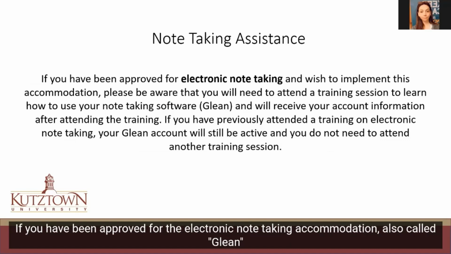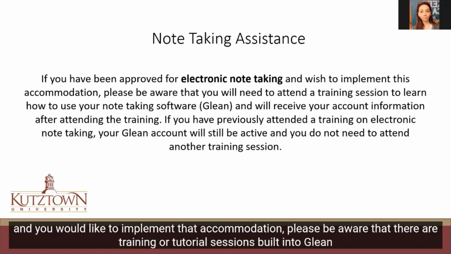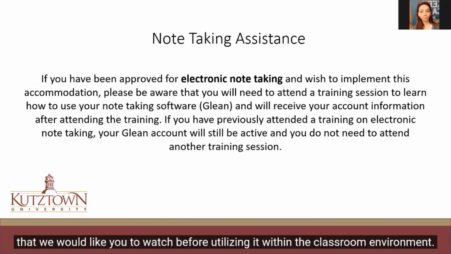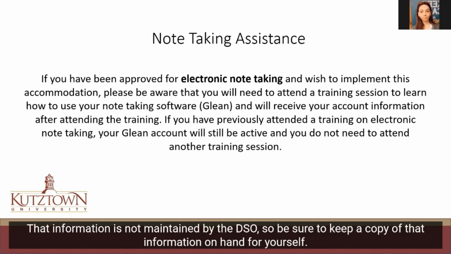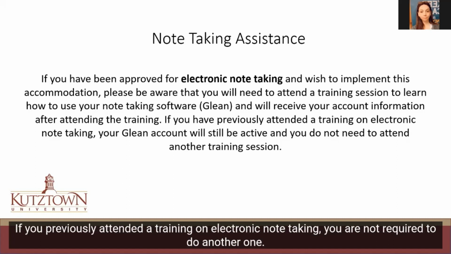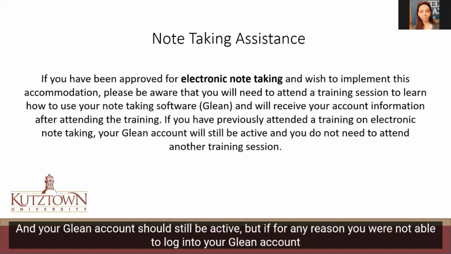If you have been approved for the electronic note-taking accommodation, also called Glean, and you would like to implement that accommodation, please be aware that there are training or tutorial sessions built into Glean that we would like you to watch before utilizing it within the classroom environment. You will receive an email in order to create an account with Glean, where you create your own username and your password. That information is not maintained by the DSO, so be sure to keep a copy of that information on hand for yourself. If you previously attended a training on electronic note-taking, you are not required to do another one, and your Glean account should still be active.